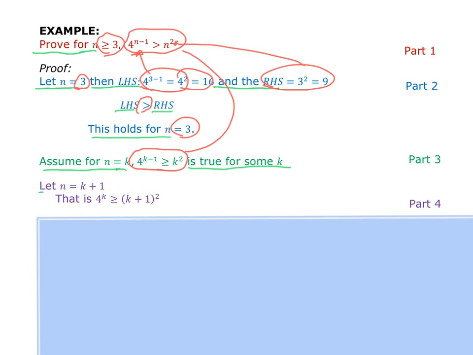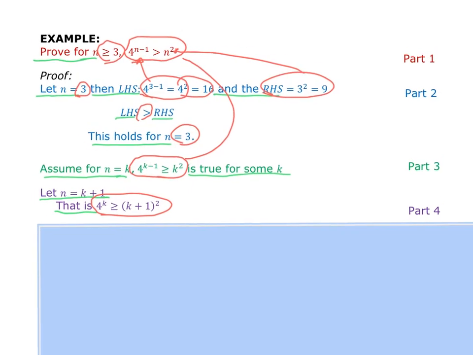Notice we still have let n equals k plus 1. That still is the same. The red is what you'd fill in. And that comes from the fact that I'm replacing, from part 1, step 1, n with k plus 1. Now you're thinking, but wait a minute, shouldn't it be 4 raised to the k plus 1 minus 1? And the answer is yes, so let's take a look at that.